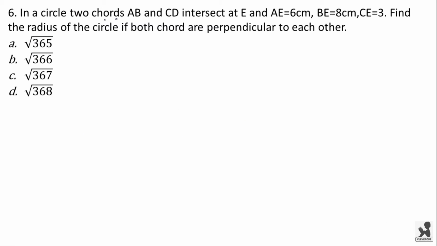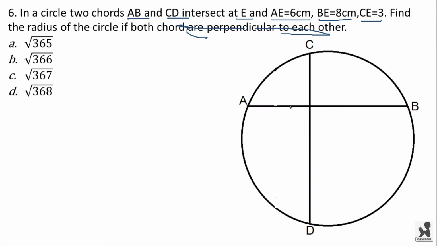In a circle, two chords AB and CD intersect at E, and AE is equal to 6 centimeters, BE is equal to 8 centimeters, CE is equal to 3 centimeters. Find the radius of the circle if both chords are perpendicular to each other. This is the point E and these chords are perpendicular to each other, so this angle is 90 degrees.